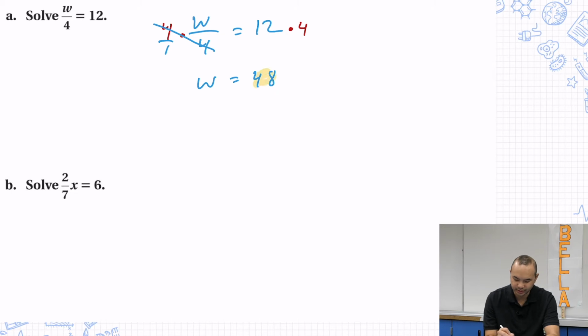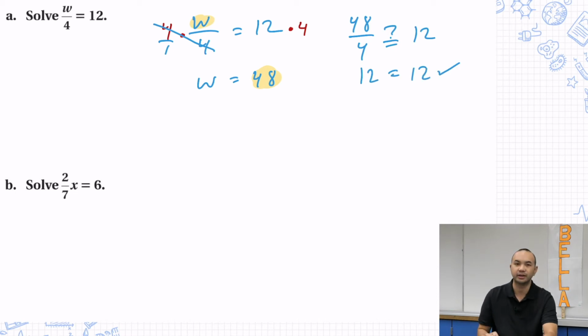And then again, you can check your answer by taking this 48 and plugging it into the original equation. So if I'm going to check, I'm going to put 48 divided by 4. Does that equal 12? 12 equals 12. So I did my problem correctly.